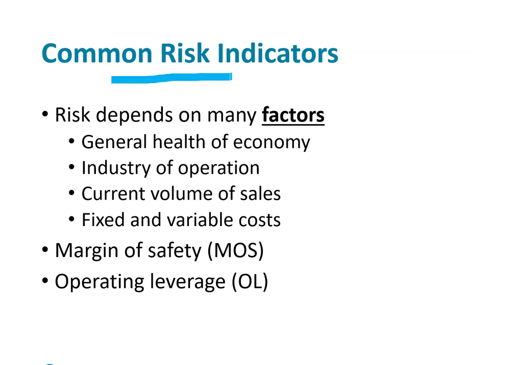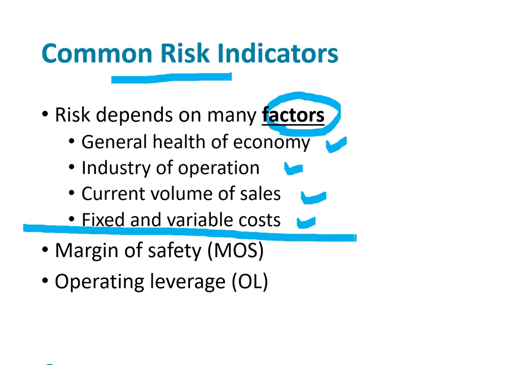Now, going to the next topic, we have certain common risk indicators. Okay, and there's many factors that go into this: the general health of the economy, the industry of operation, the current volume of sales, the fixed and variable costs. Those all go into the risk. And we have two ways of dealing with these risks, and they help us predict and make future decisions. And the first one is something called margin of safety, and the second is called the operating leverage.